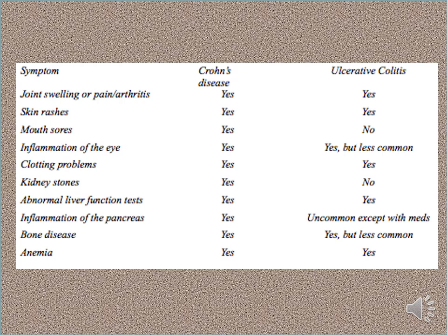Clotting problems are common in both Crohn's disease and ulcerative colitis. Kidney stones are common in Crohn's disease but not present in ulcerative colitis. Abnormal liver function tests are common in both. Inflammation of the pancreas is common in Crohn's disease but uncommon except with ulcerative colitis. Bone disease is common in Crohn's disease but less common in ulcerative colitis. Anemia is common in both ulcerative colitis and Crohn's disease.